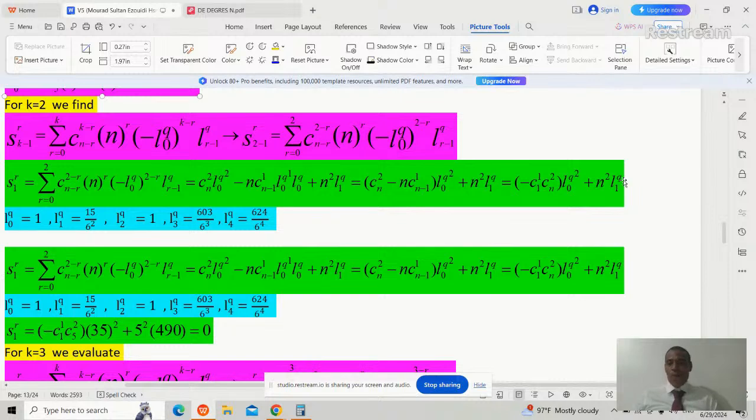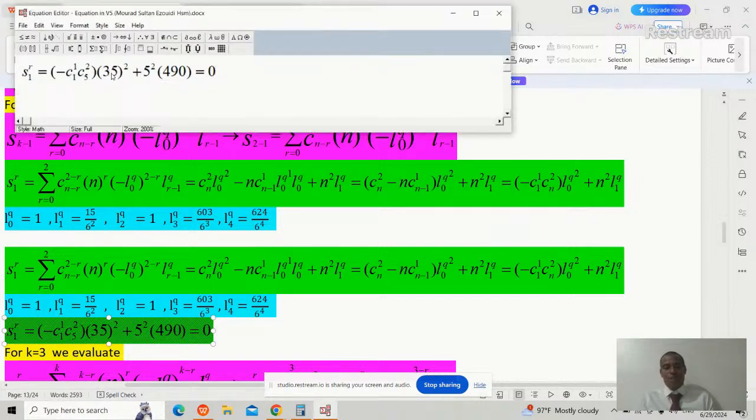Now I will use my coefficients in the formula. This is the value of s, the discriminant formula. When k equals 2, you will get the coefficient s1. Now we substitute L0 by 1 and L1 by 15 over the square of 6. We said L0 is 1, and then this one is 15 divided by the square of 6.